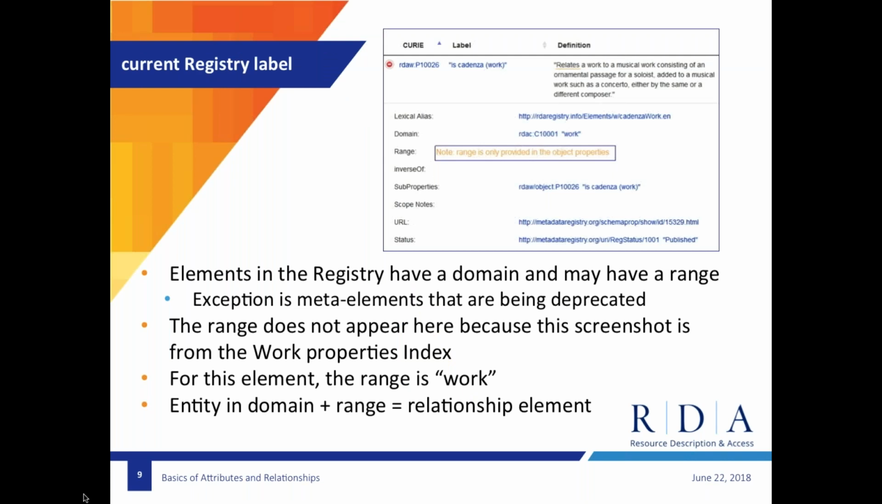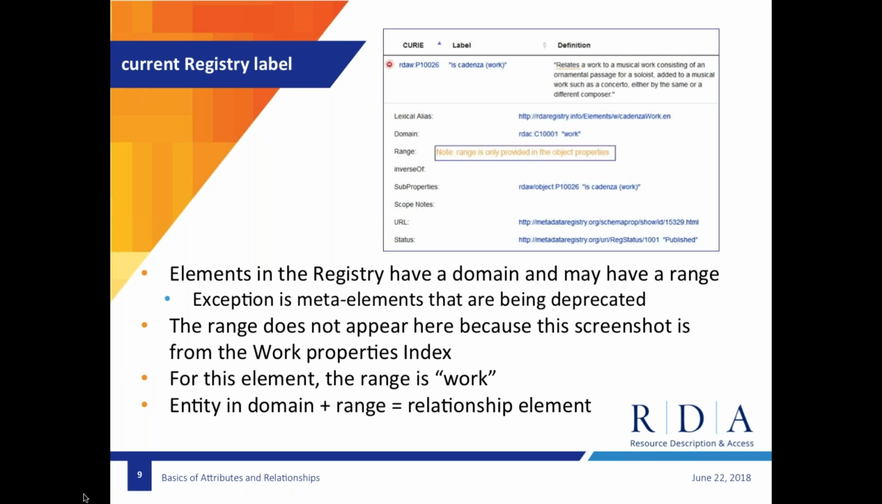In the registry currently for this designator, which again is an element in the registry, there's different properties that you can look at for an element. This is the high-level canonical properties index. So you can't see the range here, and I wanted to show you this view because it has the definition in it. Unfortunately, there's not one properties index where you can see it all, but if you went to the object properties for cadenza work, you would see that the range was work.